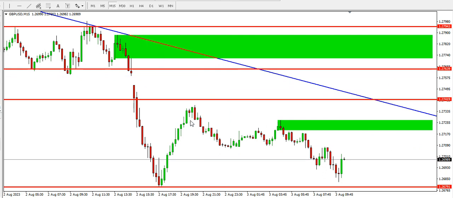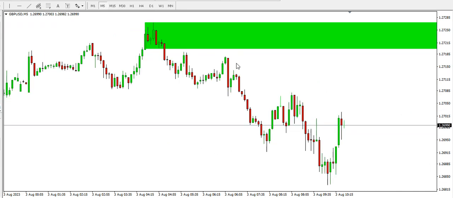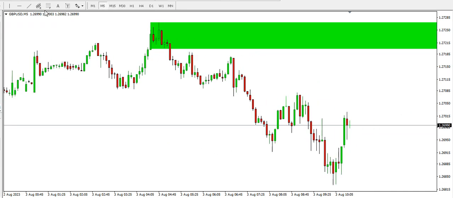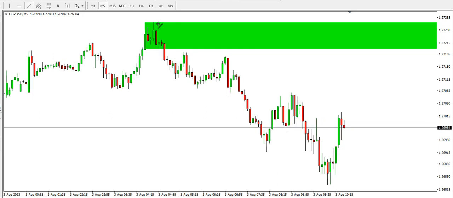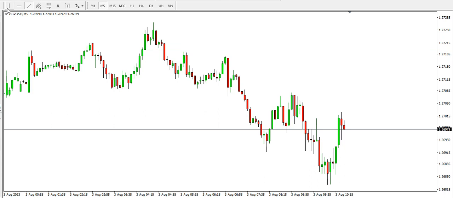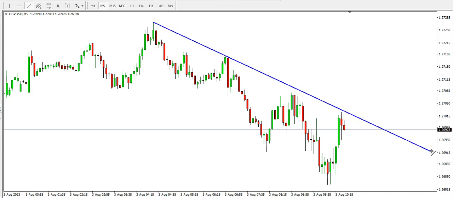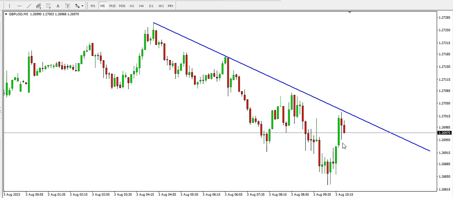On the 15 minutes time frame, you can see that the trend is still bearish. On the 5 minutes time frame, it's also bearish. We have this trend line on the 5 minutes time frame, suggesting that the sellers are in control, the bears are in control.